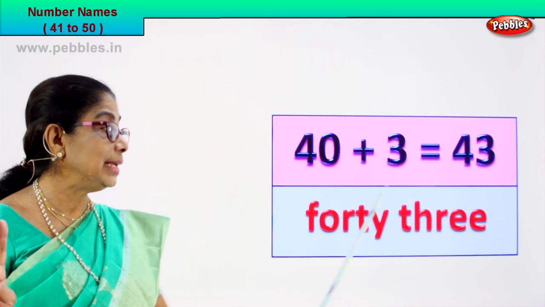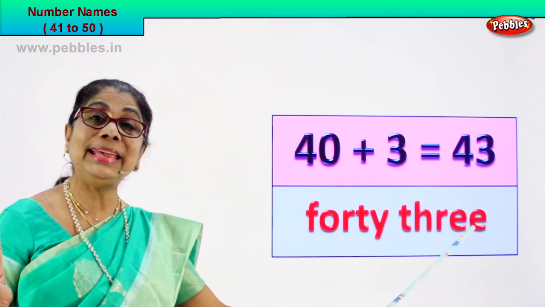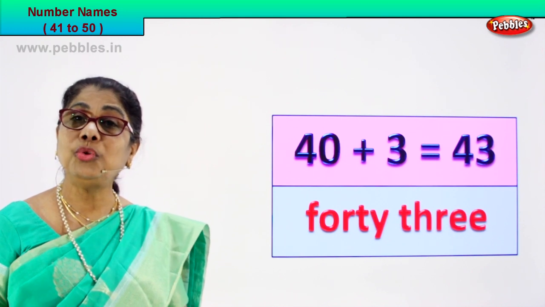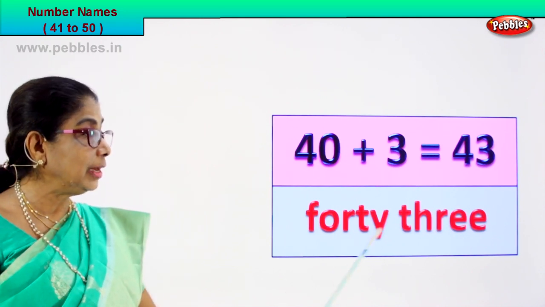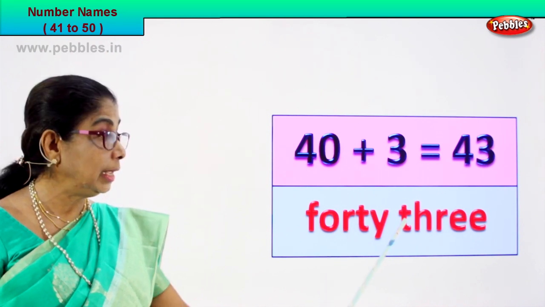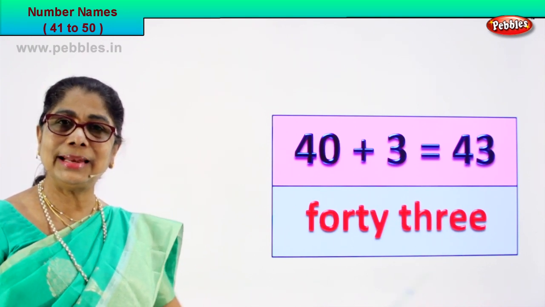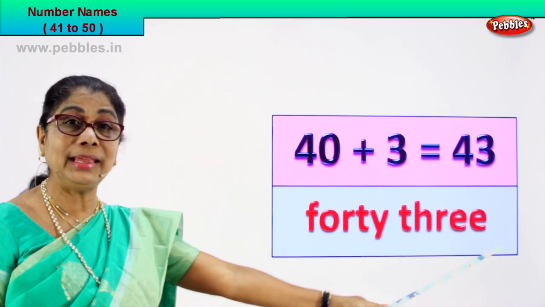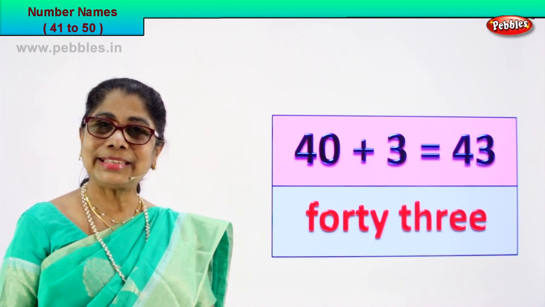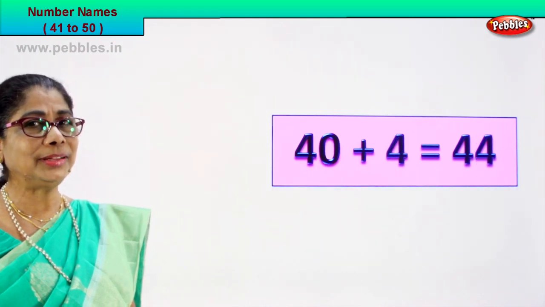F-O-R-T-Y, 40, T-H-R-E-E, 3, 43. The numeral 43, how do we write its name? F-O-R-T-Y, 40, T-H-R-E-E, 3, 43. This is the number name and this is the number 43. Very good. Shall we go to the next? What do you think is the number that comes after 43?